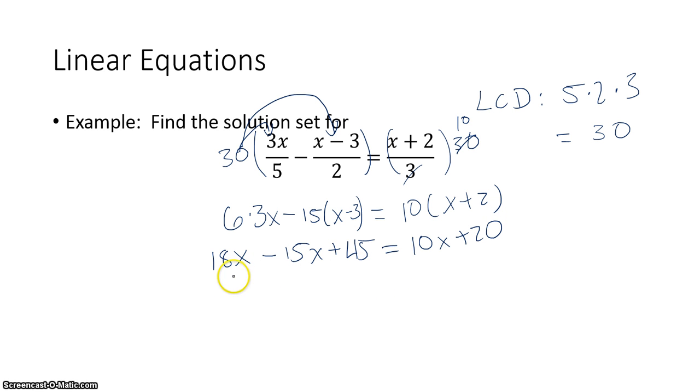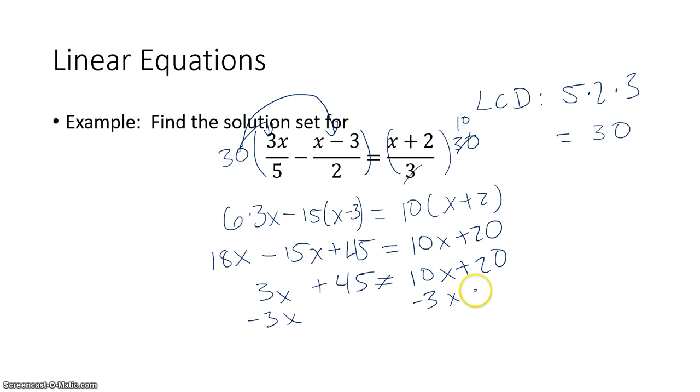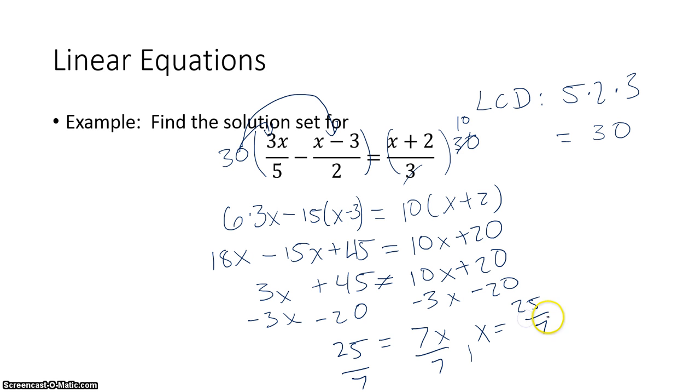Let's gather some like terms. So 18x minus 15x is 3x plus 45 is equal to 10x plus 20. And let's get all the x's on one side, all the numbers on the other. I'll subtract 3x from both sides and 20 from both sides also, leaving me with 25 equals 7x. And last but not least, divide both sides by 7. So x equals 25 over 7.